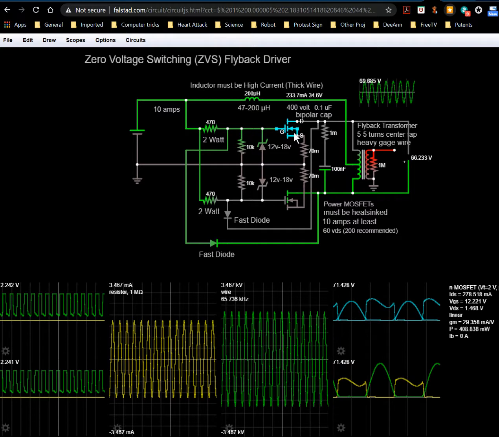But that's across the gate and source, but not the drain and gate or the drain and source. Those can be much higher voltage, like this is a 200 volt transistor. So you can have 200 volts across these terminals here and 200 or more across the drain and the gate. But the gate and the source, you have to keep that under control.